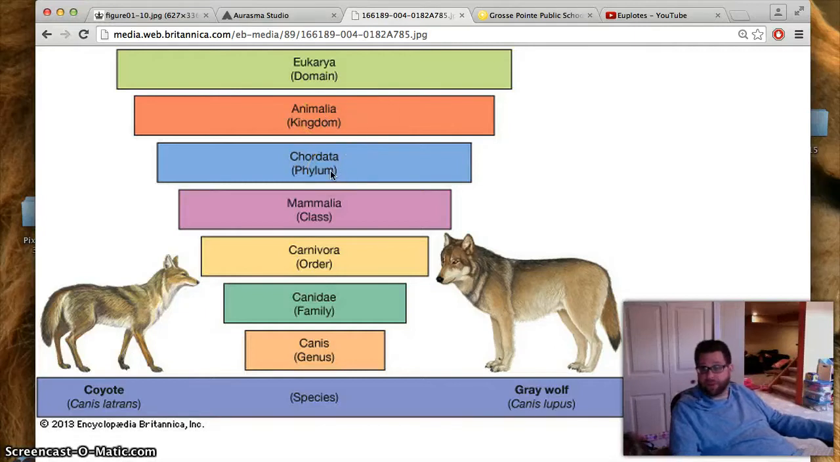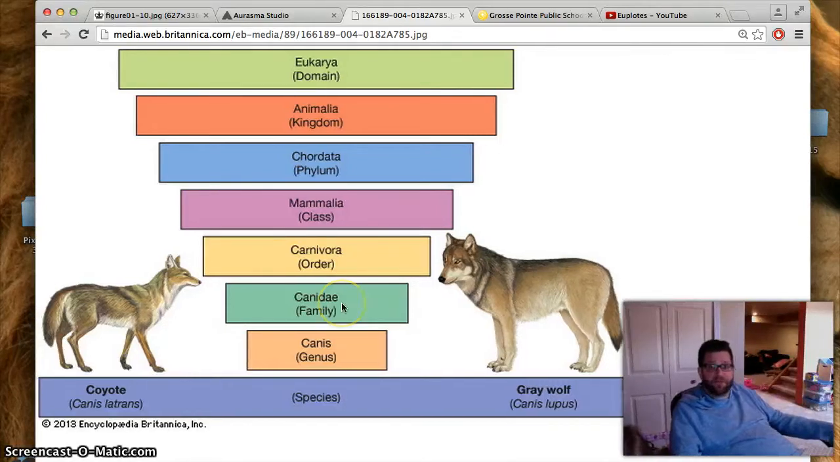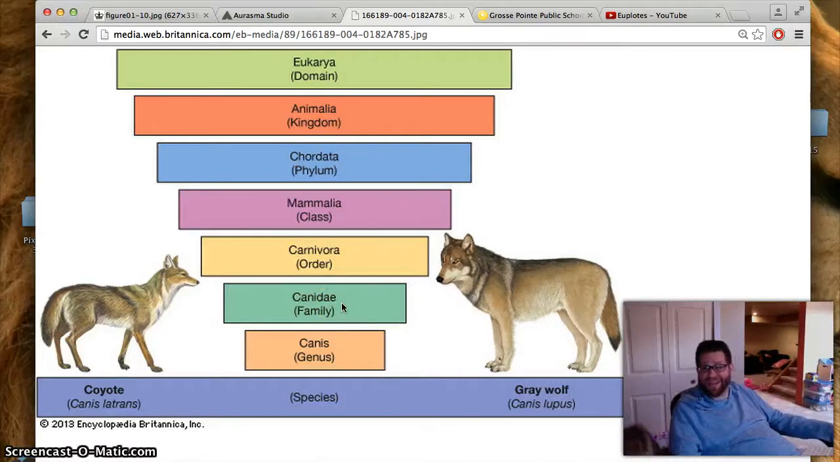It is part of phylum Chordata, which means it has a backbone or an endoskeleton. It is a mammal, has fur, is warm-blooded, gives birth to live young, and nurses its young. Part of the order Carnivora, which means that it has an evolutionary history of eating meat and the skull structure to back that up. Part of the family Canidae, dog-like creatures. Genus Canis, which are dogs and wolves. And the species is lupus, or the gray wolf in this case, Canis lupus over here, the coyote Canis latrans.